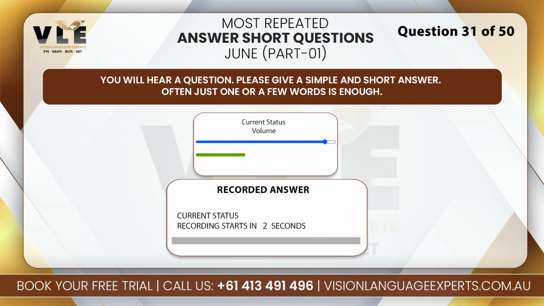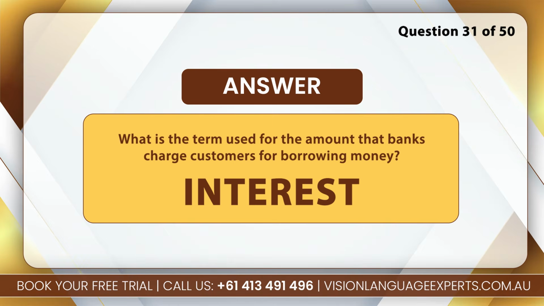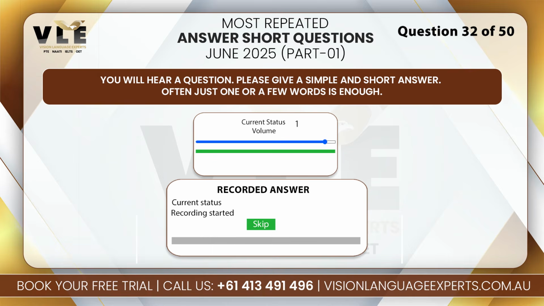What is the term used for the amount that banks charge customers for borrowing money? Interest.